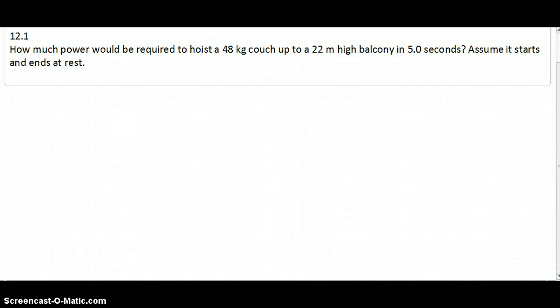Hello girls, today we will solve together problem 12.1. You can find this problem in the energy chapter, chapter 7.